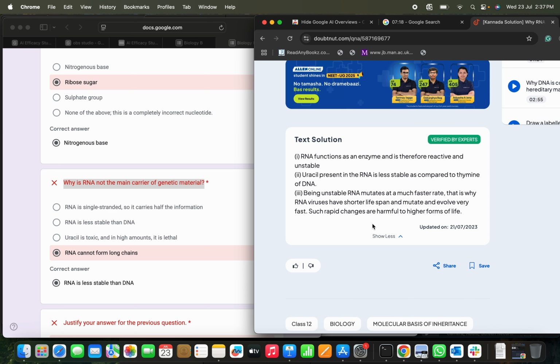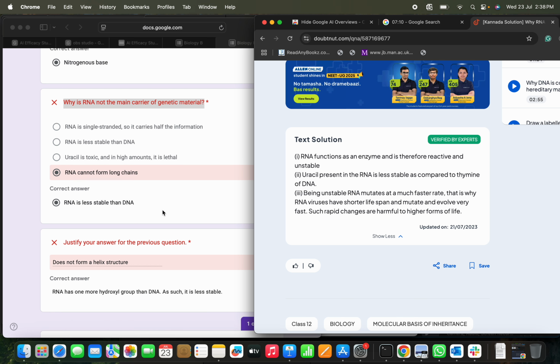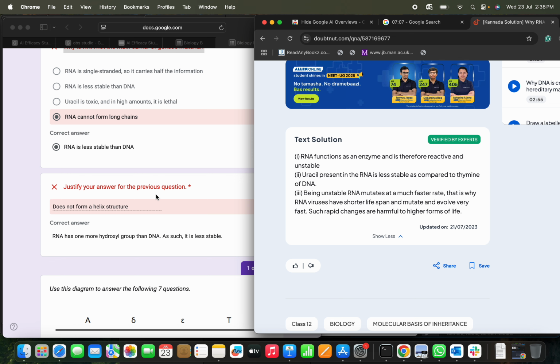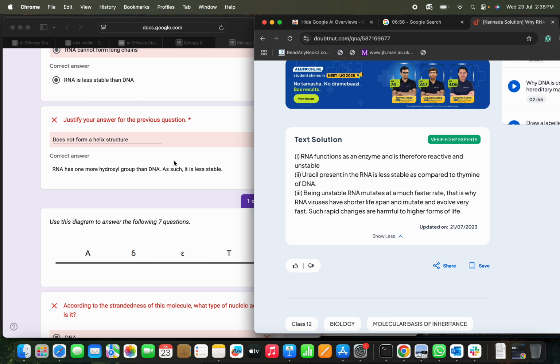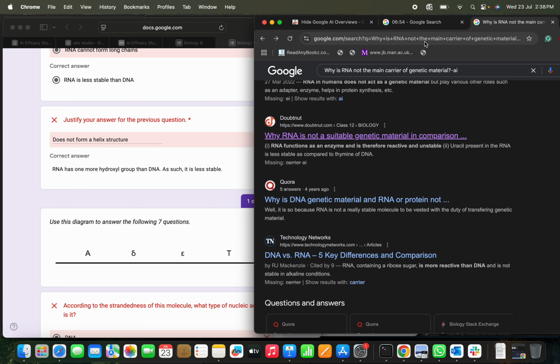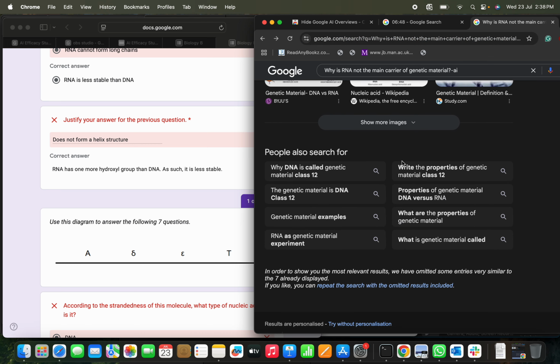Being unstable, RNA mutates at a much faster rate. That's why RNA viruses have shorter lifespans. Oh, that's interesting. And they mutate and evolve very fast. Such rapid changes are of course harmful to higher forms. But this reasoning was not given. They have one more. So it is said that uracil is present. Let's find something else. It was a good answer, but not quite.